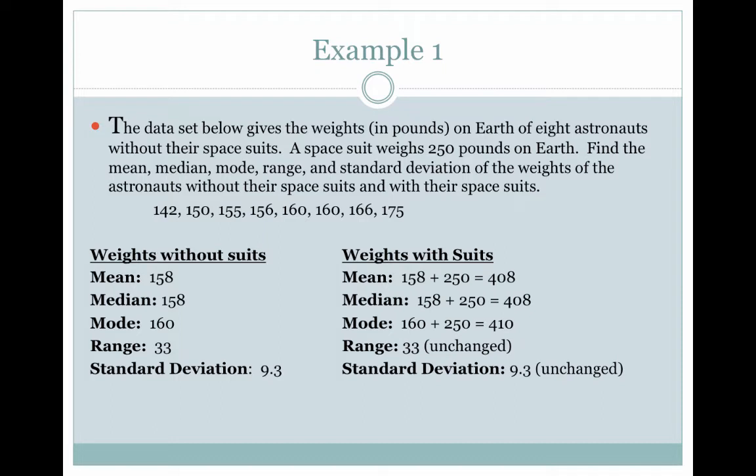Okay, so the weights with suits, that particular distribution is going to have a mean of 408, because that's 158 plus 250, a median of 408, because again, 158 plus 250. The mode would be 160 plus 250. We'd have two values of 410 in our weight plus spacesuit list. The range would still be 33. You've added 250 to the max, you've added 250 to the min, so that 250 will get subtracted off when you do max minus min. And then the standard deviation, likewise, won't change at all either. It will still be 9.3.